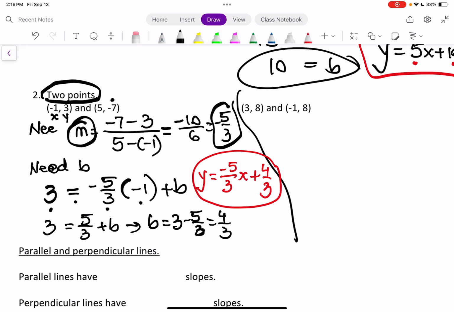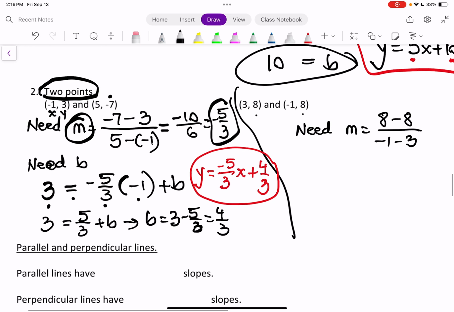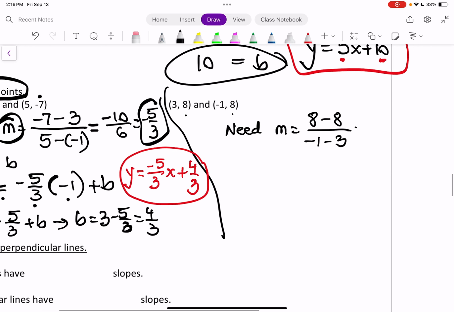All right. So same thing, I'm giving you 2 points. The first thing I'm going to need is the slope. So subtract the y's over subtract the x's. And this time you end up with 0 divided by -4. And 0 divided by -4 happens to be 0.